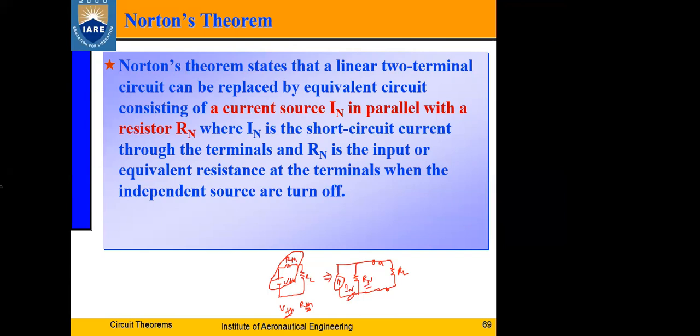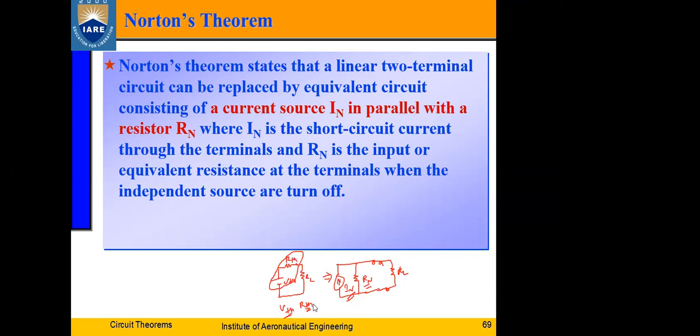So compared to Thevenin's theorem, what are the differences here? The same statement we can write for Thevenin's theorem. Thevenin's theorem states that a linear two-terminal circuit can be replaced by an equivalent circuit consisting of a voltage source VTH in series with a resistance RTH. Now here we are replacing with a practical current source in general. But how did we calculate VTH? We calculated the VTH across the terminals AB, that is the open circuit voltage.